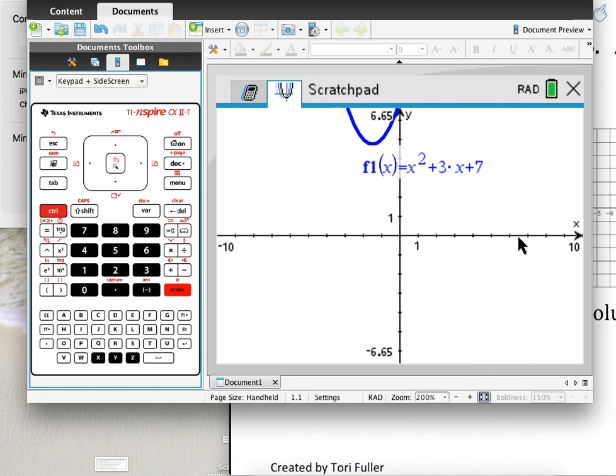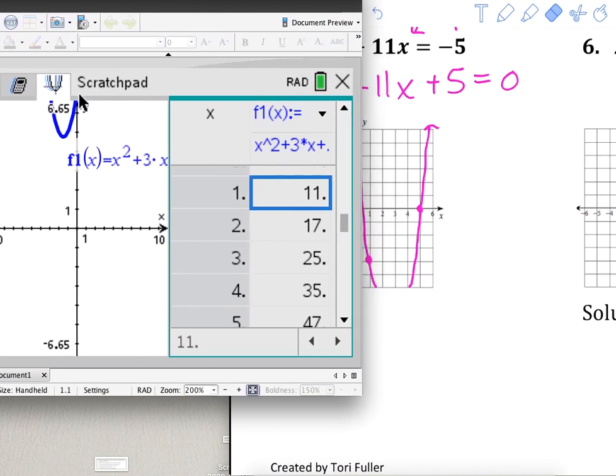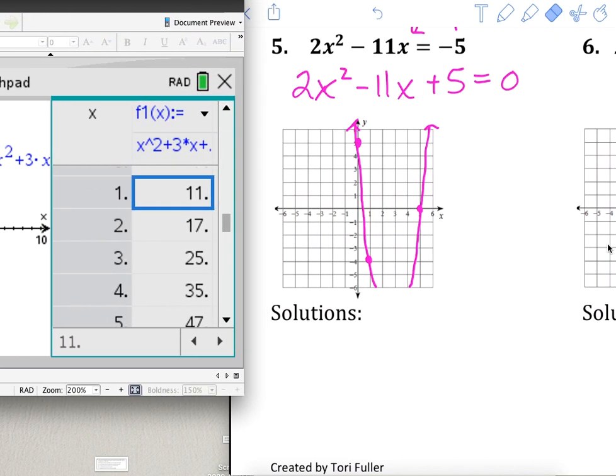If I'm looking at this problem and I'm noticing that it doesn't really get down and touching the x-axis, I'm still going to graph it. Okay, so I'm still going to go to a table, Control T. I'm going to look over here. Ooh, those numbers are kind of big.